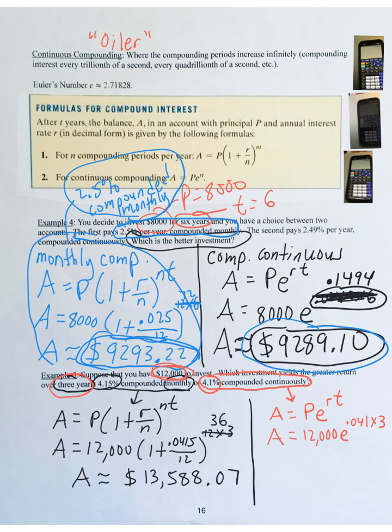Let's do the exponent first. It's going to be a funky decimal, because you have 0.041 times 3. So that should give you 0.123 as the official exponent. Go ahead and try typing that into your graphing calculator or your graphing calculator app. If you're doing it correctly, you should be getting $13,570.61.